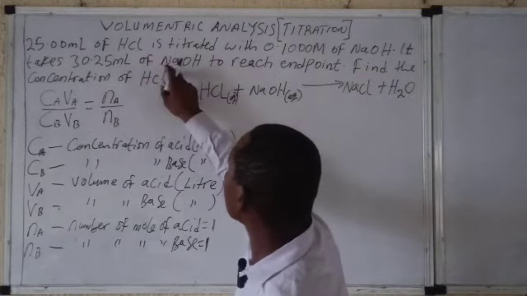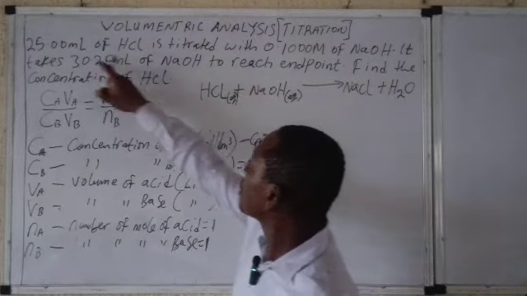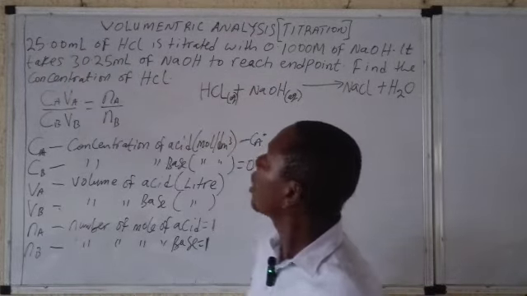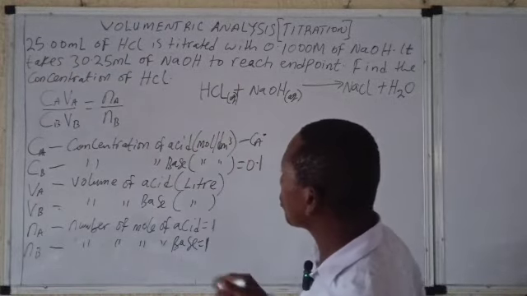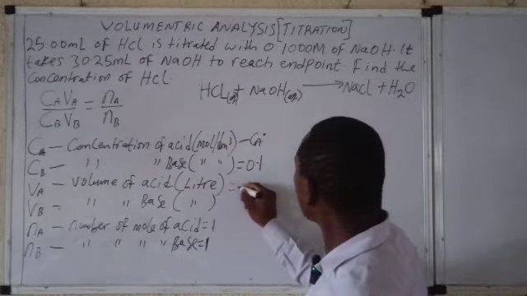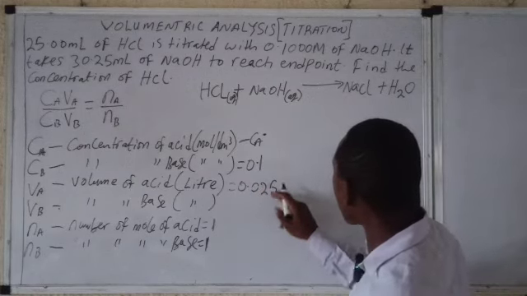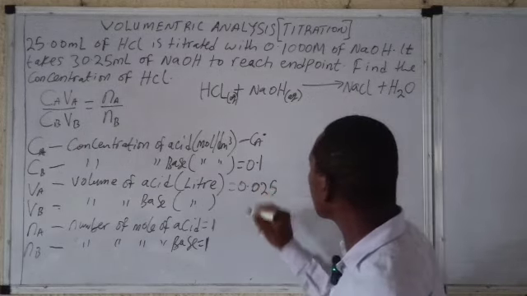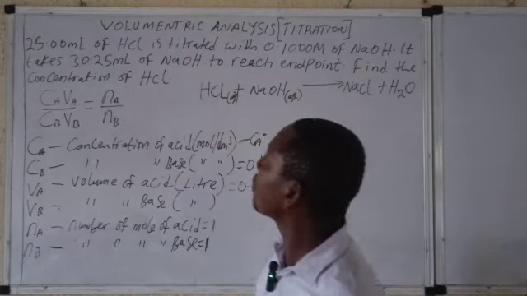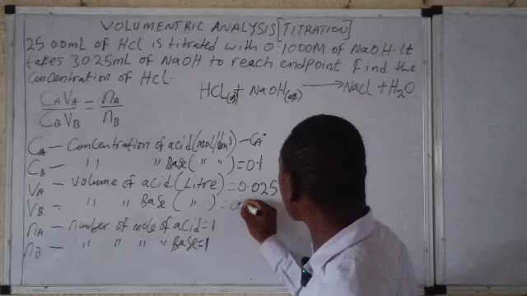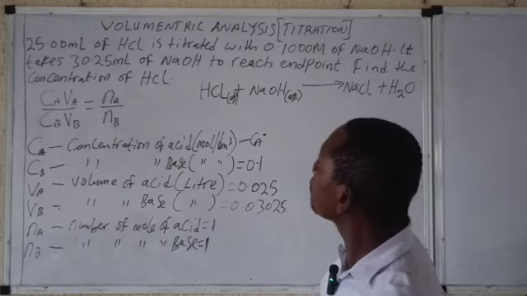Okay, this is for the base, all right? So this is for the acid. I just have to look at the question again. So this is for the acid and this is for the base. So for the acid, divide this 25 by 1,000. What will you get? You get 0.025. If you multiply it by 1,000, you get back your 25. Now for this, also divide by 1,000. You have 0.03025.